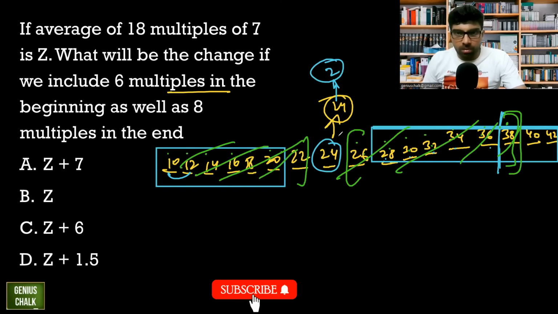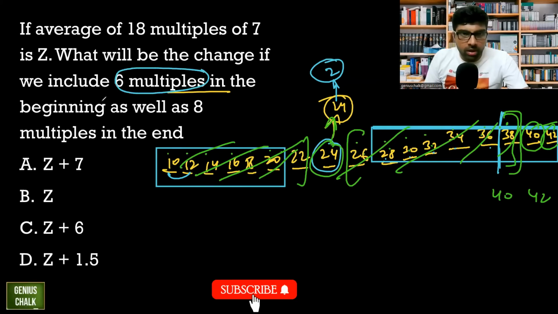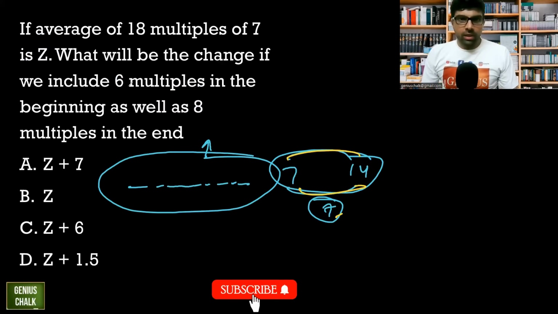So average is still the same because you see 24 is still coming in the middle. So what is the impact of these two? Because these two are left, 40 and 42 are left. That means average will be changed due to these numbers. If I add 6 multiples in the beginning and 6 at the end, there will be no impact. Average will be Z only. But because it is 6 and it is 8, 2 multiples more are added up, they will try to change the average. So 6 multiples and 6 multiples cancel, and only 2 multiples are left.